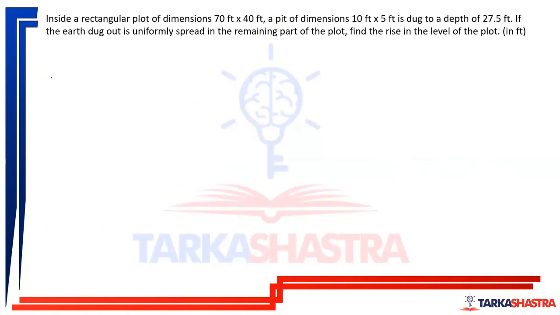Next, inside a rectangular plot of dimension 70 cross 40, a pit of 10 cross 5 is dug to a depth of 27.5. Okay.